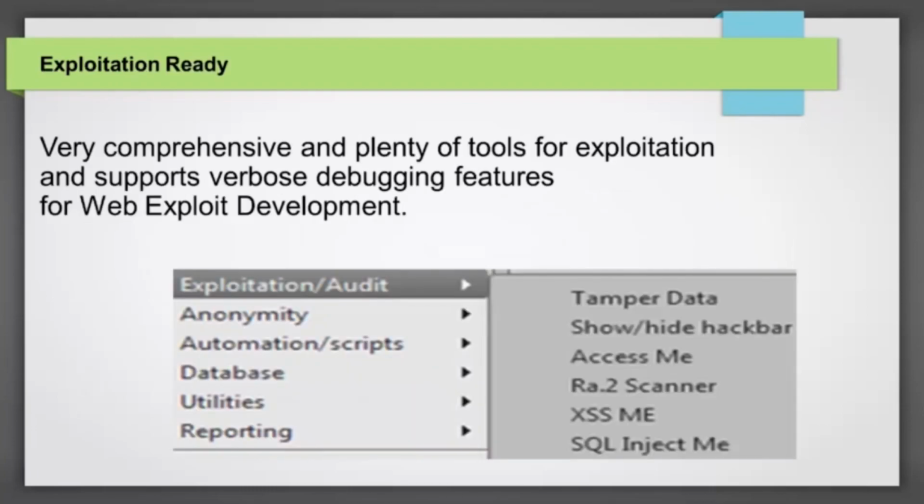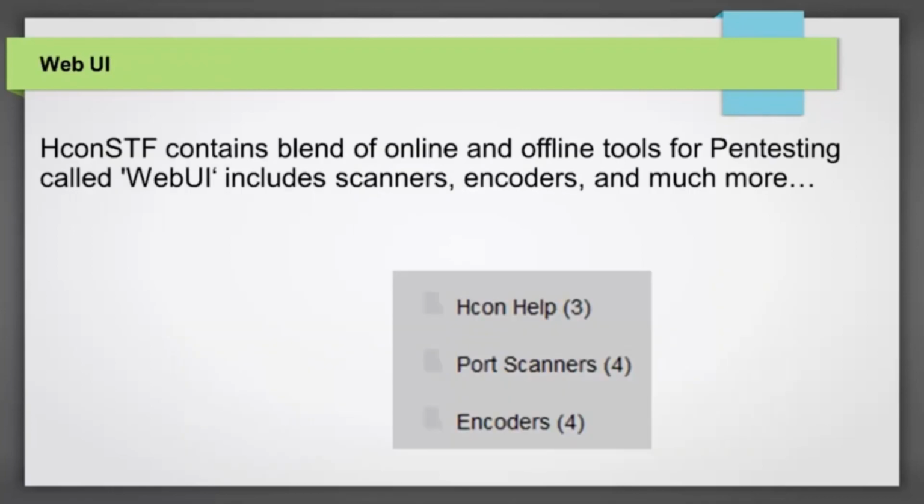So exploitation ready. It is very comprehensive, and it has plenty of tools for exploitation, and it also supports verbose debugging features for web exploit development. Then the web UI. HCon STF contains a blend of online and offline tools for penetration testing, and this is called the web UI, which includes most of these scanners, encoders, and various other tools.